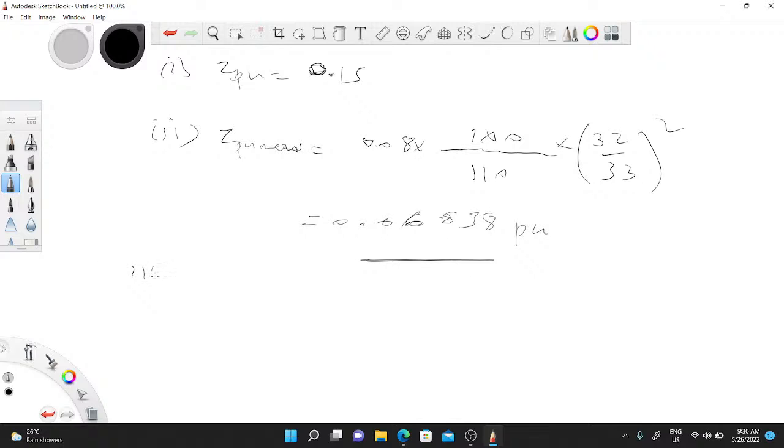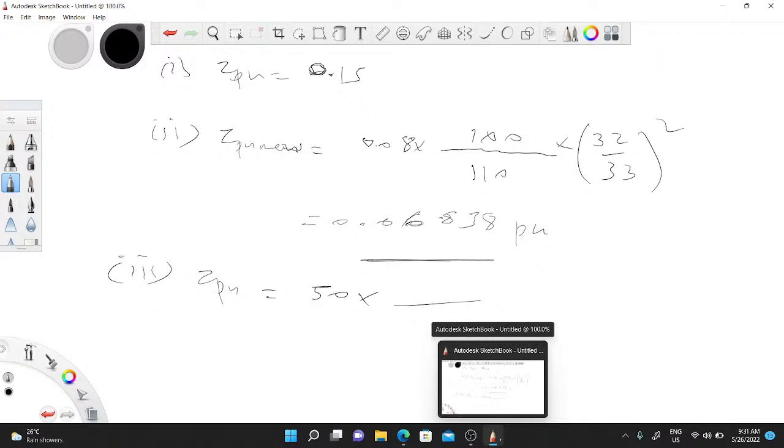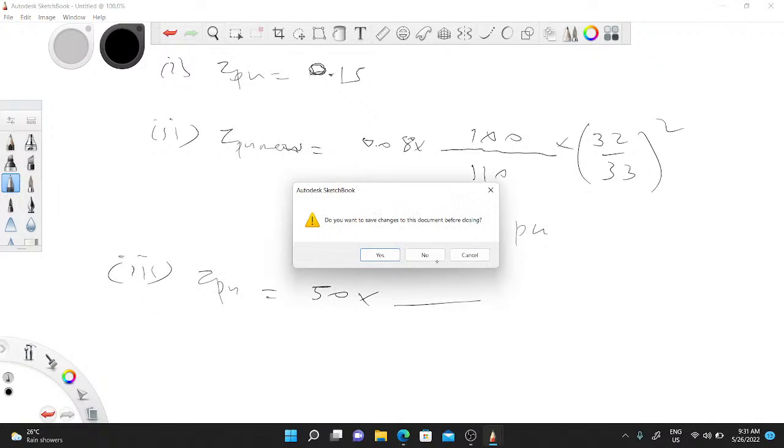Now let's find it for the transmission line. Our ZPU is given by our Z actual. For this one, we don't have any old; we have the actual to be 50. So our Z actual times the base power, which is 100, right?